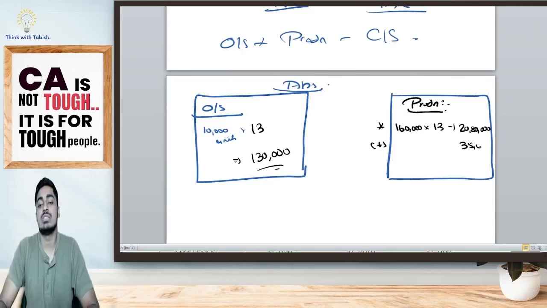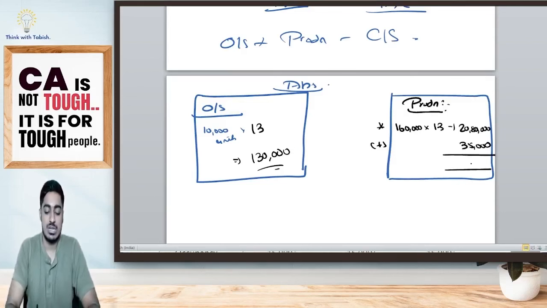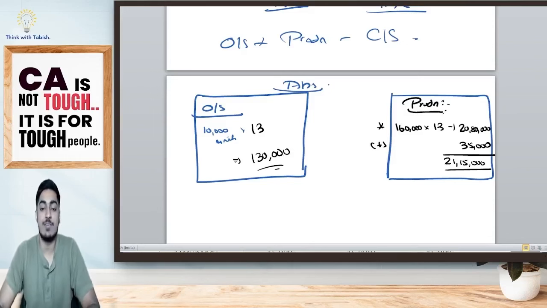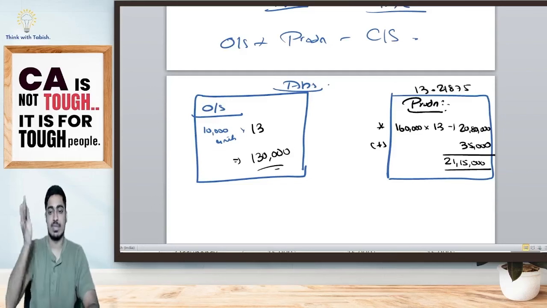That means in this year, how much cost have I incurred, students? I have incurred 20,80,000 plus 35,000, that is 21,15,000 in the current year for 1,60,000 units. So effectively I have incurred 13.21875 per unit. Is it clear?